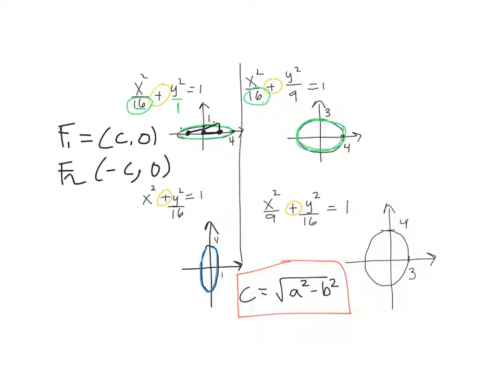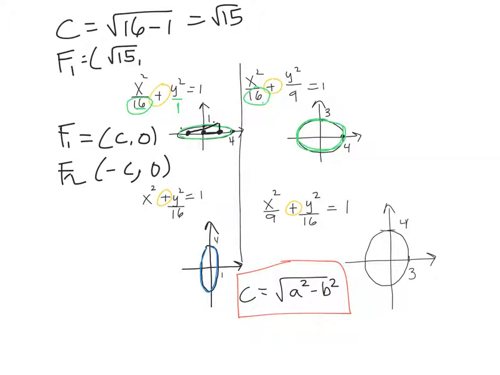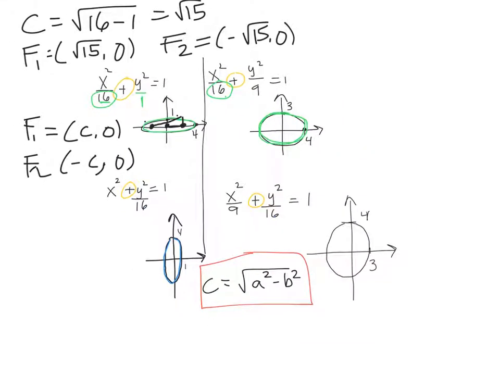All right, so what is the c? Well, it's the square root of the difference between the denominators. So it would be 16 minus 1, which is the square root of 15. So our foci for this first one would be the square root of 15, 0, and the second foci would be negative square root of 15, 0. And that's done. And I'm just going to give you one more example where I find the foci. So let's do this last one down at the bottom.